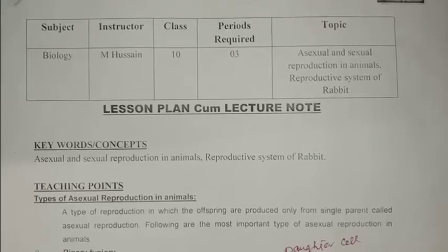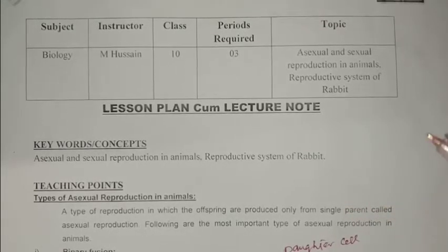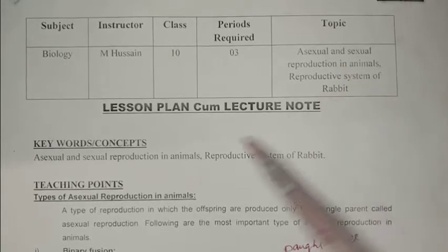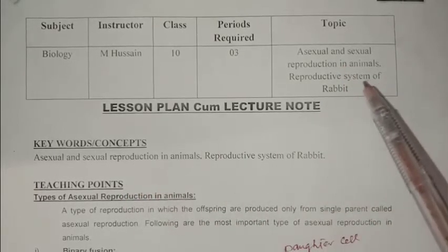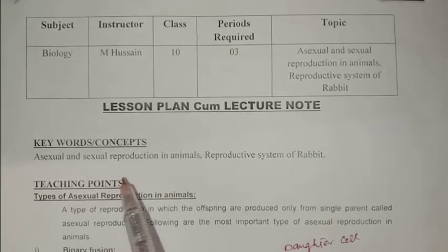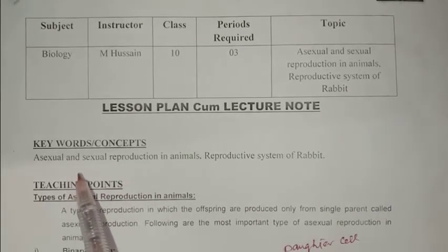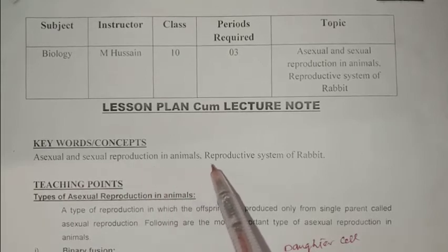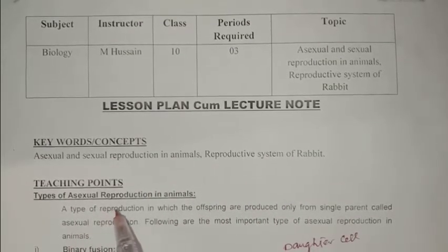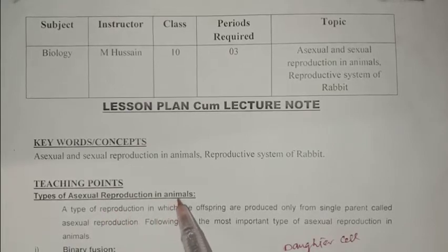Today we will discuss lecture number 6 of chapter number 5, Asexual and Sexual Reproduction in Animals, Reproductive System of Rabbit. The key concept that we will discuss in this lecture: Asexual and Sexual Reproduction in Animals and Reproductive System of Rabbit.